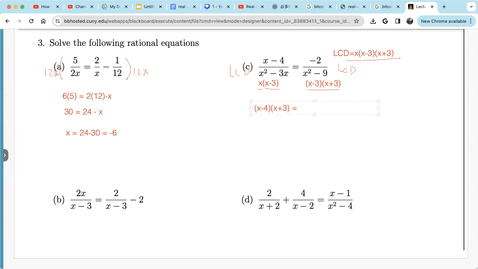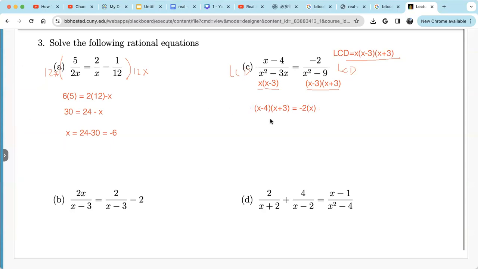On the right-hand side, let's write the numerator first, which is -2. Then x minus 3, x plus 3 divided by x minus 3, x plus 3 becomes 1. So we're left with x. And that's it. That's the beauty of figuring out the least common denominator, a multiplier on both sides.